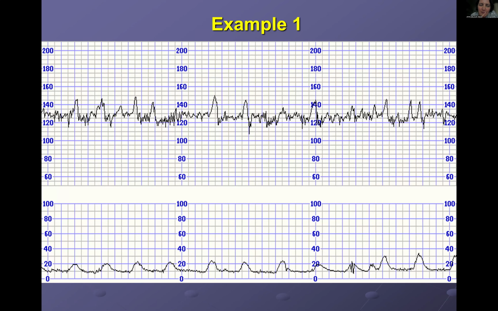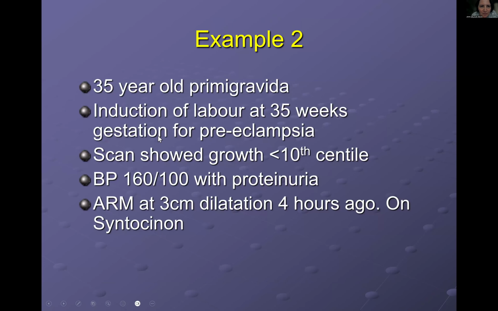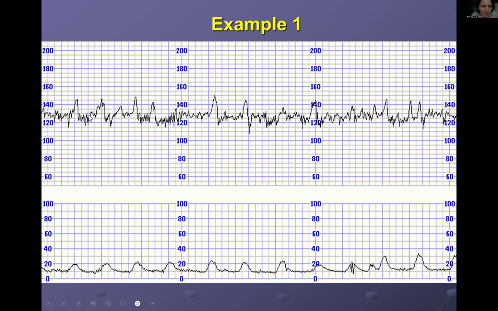So that's the C. And then the BRA, which is the baseline rate. What would you say is the baseline rate? For baseline, I'll go with 130. Yes, 130 beats per minute, exactly. And of course, to determine baseline, you look in between any accelerations. So this would be the baseline, 130. There's normal beat-to-beat variability. Yes, variability is normal. Very good.